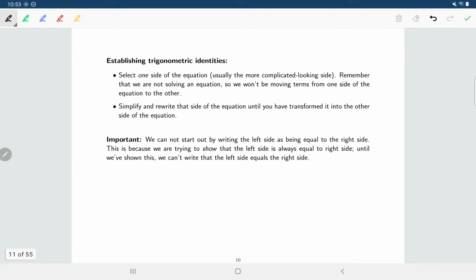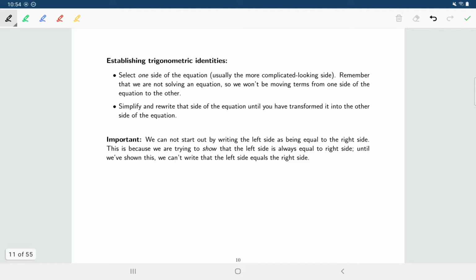Welcome back. In the next part of this lecture, we'll be talking about establishing trig identities. So now we are going to take what we already know, our older identities, and use them to show that something else is an identity. So we'll have a statement, an equation where there's a left side and a right side, and we want to show that it's an identity. In other words, we want to show that the left side is always equal to the right side.